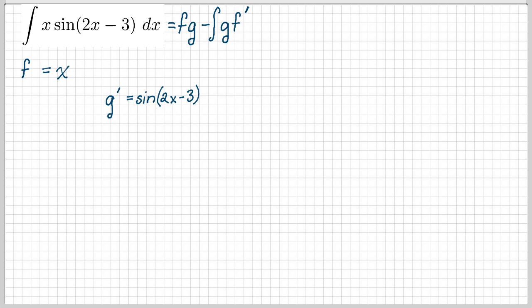So in this case, if I let f be x, f prime is dx, and then g is the antiderivative of sine of 2x minus 3, which is negative cosine of 2x minus 3 all over 2. Now that over 2 is what you get from u substitution, and we'll talk about where it comes from a little bit later when I do a different integral, but it's very, very similar to this one. So let's sub in what we have to our integration by parts.